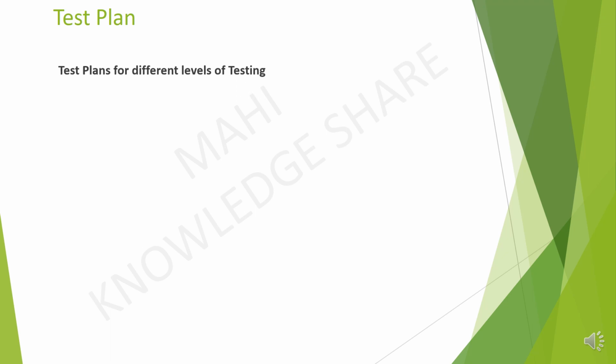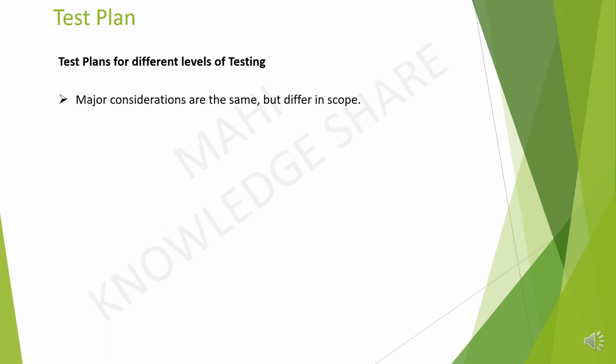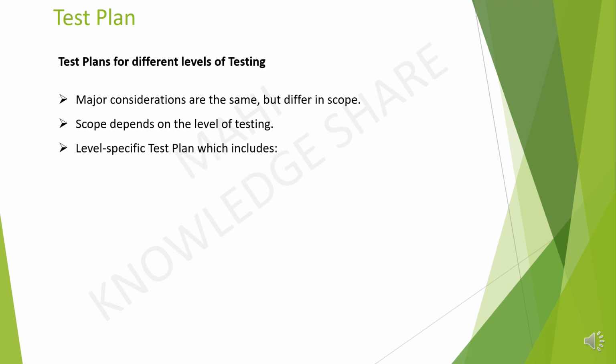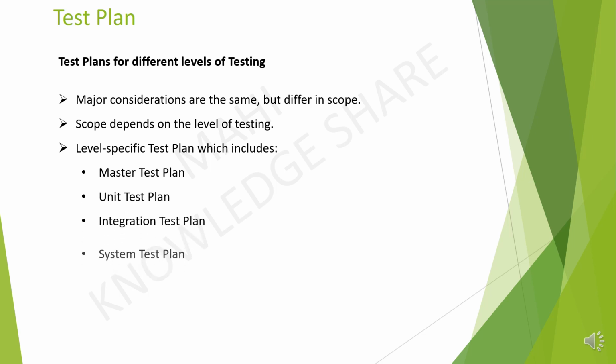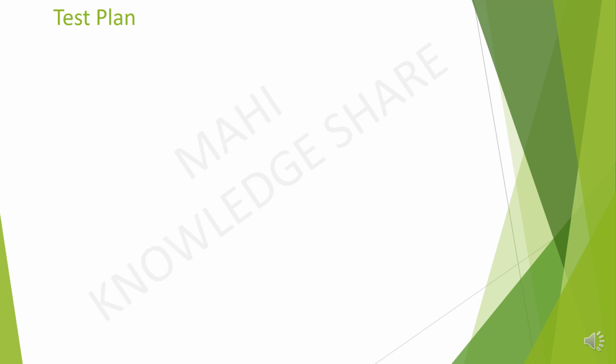Test plan for different levels of testing. Major considerations are the same but differ in scope. Scope depends on the level of testing. Level specific test plans include master test plan, unit test plan, integration test plan, system test plan, and acceptance test plan.